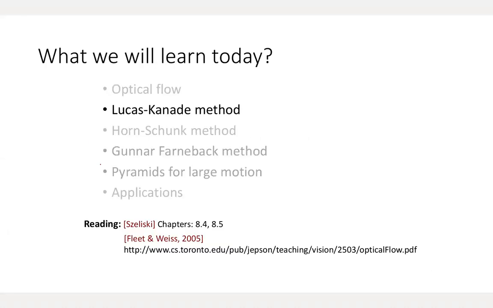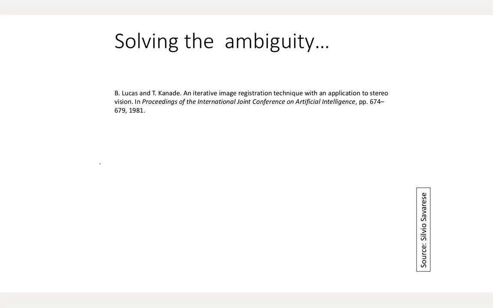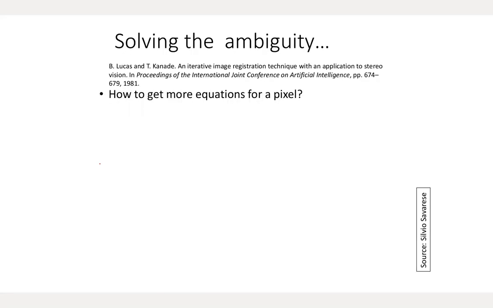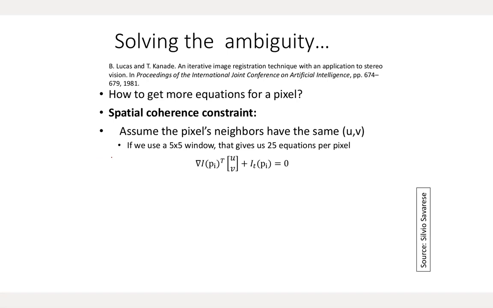Now let's really try to solve for u and v. As mentioned, there will be some ambiguity because we have more unknowns than equations. But the simplest way to enforce the spatial coherence constraint is to simply assume that the values will be the same for every block.